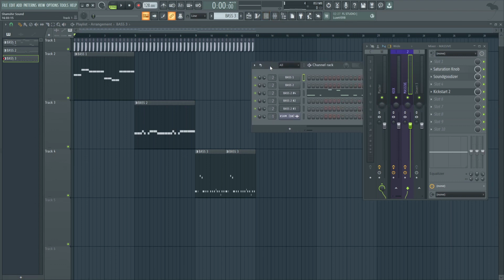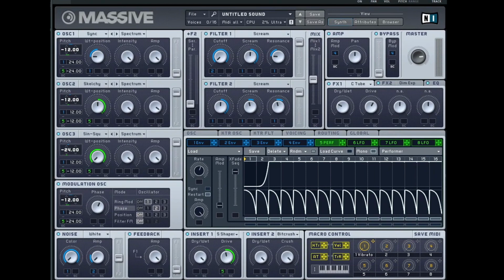Let's take a look. I was actually working on making a big room kick just in Massive, but that can take a long time, especially for making the initial punch. So I said, screw it, let's just make some metallic, crazy, screechy bass lines. And the focus here is modulation. So the magic is really with the scream filter.